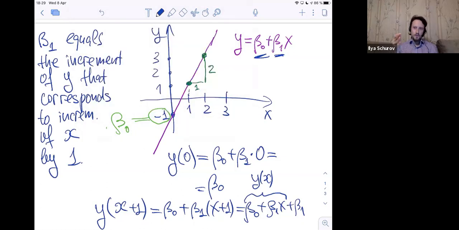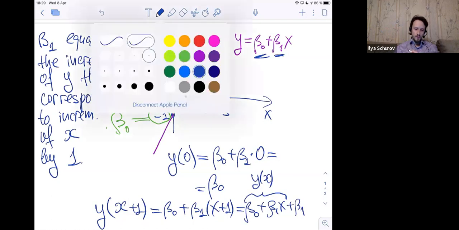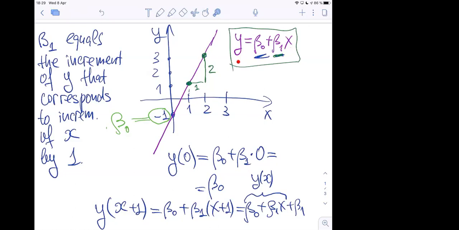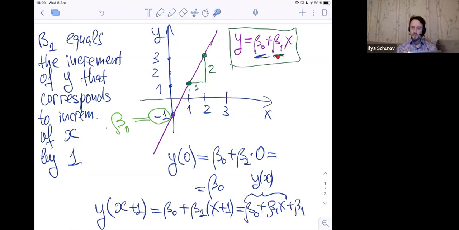I mean the following. We have a relation that allows us to find y when we know x. And we say that if we have this linear relation between y and x, then, for example, if beta one is positive, then if I increase x, then y will also be increased. So I say that B1 answers the following question. If I increase x by 1, what will be the increment of y? How large becomes y, or what is the difference between the new y and the previous y? I say the answer for this question is exactly equal to this B1.